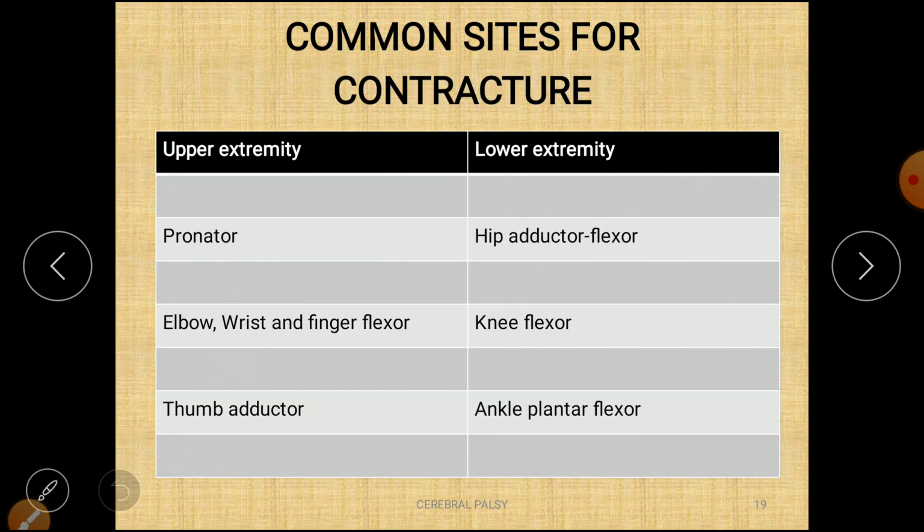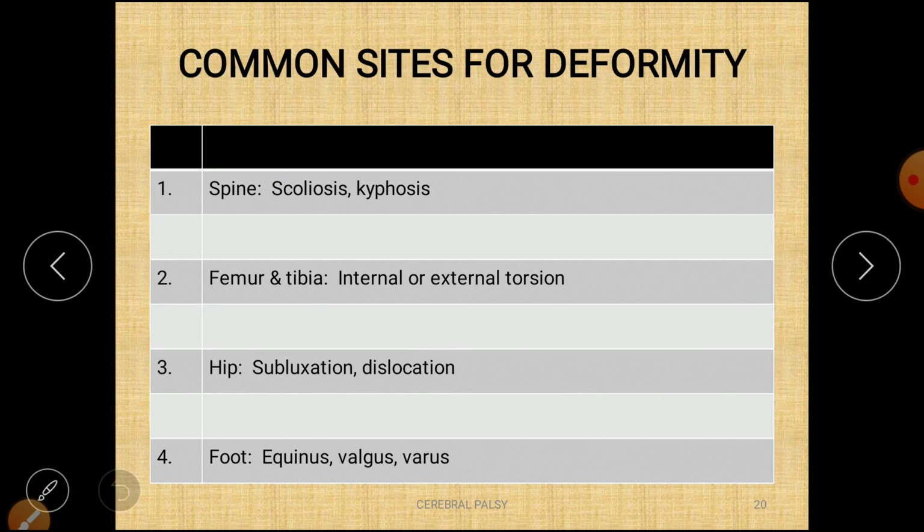Common sites for contracture: which sites commonly develop contracture in the CP child? In the upper extremity: pronator, elbow, wrist and finger flexors, and thumb adductor. So these are the sites which commonly undergo contracture position. Then in the lower extremity: hip adductor and flexor, knee flexor and ankle plantar flexors. Common sites for deformity: the spine, where either scoliosis or kyphosis is present; femur and tibia, internal or external torsion; hip subluxation and dislocation; and foot equinus, valgus and varus.